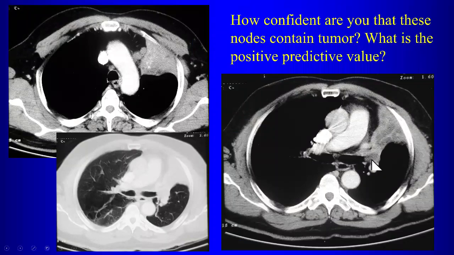Now here's a tumor here in the left upper lobe causing left upper lobe collapse. Then we have these mediastinal lymph nodes we can see that are enlarged because of this. And how confident can we be on CT that these lymph nodes contain tumor? What is the positive predictive value of CT? How good is CT for assessing lymph node involvement with tumor? Is it good or not good?